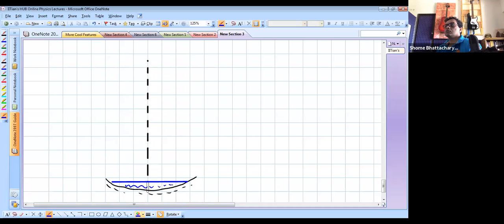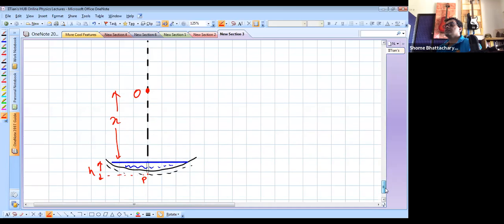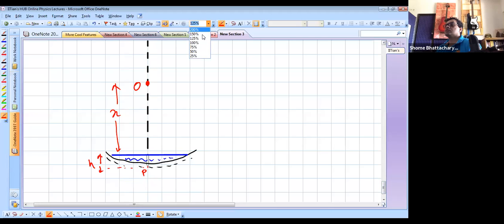Now, for the point object that we placed here, let's say this height is x from the water level, and then further from the pole, this h. Now the situation that we're looking for is actually this.